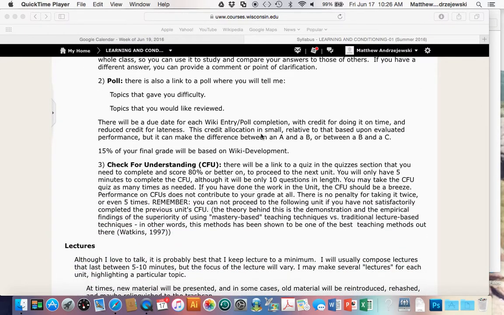Following that, before you can move on to the next unit. So if you've done the reading, completed the preparation guide, entered stuff into the wiki, completed the poll, then what I want you to do, what you're going to have to do, and this is new to my course, is that you're going to have to complete what I call a check for understanding. This is a brief quiz, and you have to master the questions on this quiz before you can proceed to the next unit.